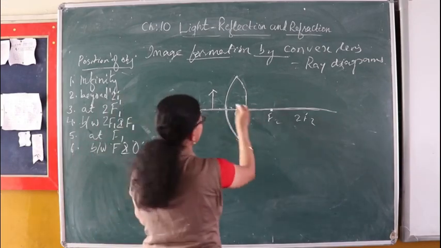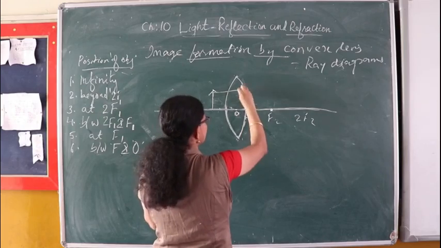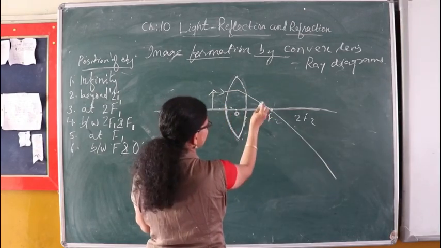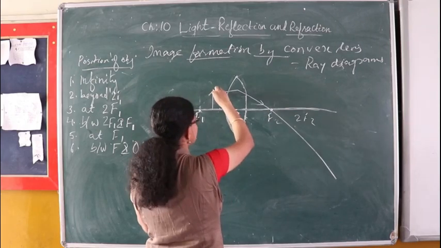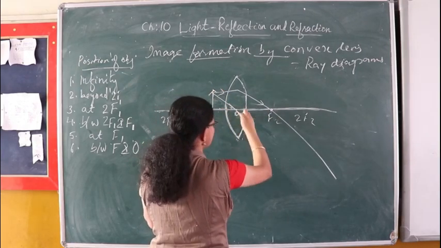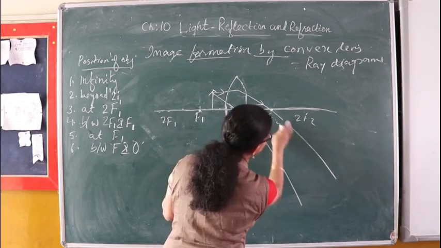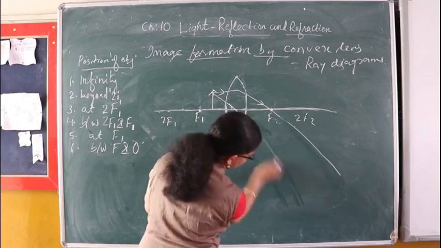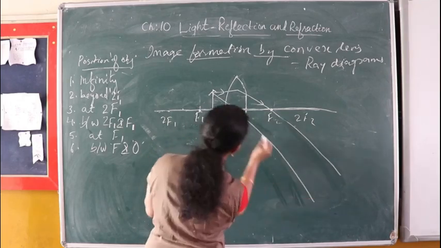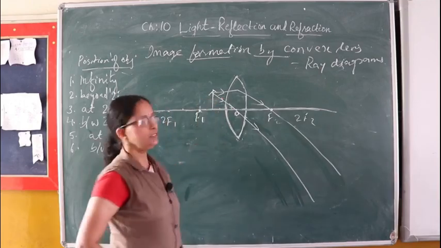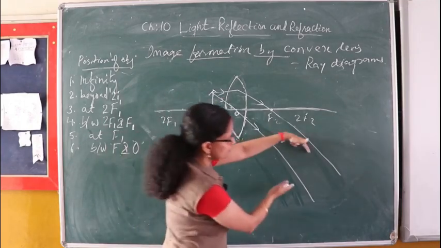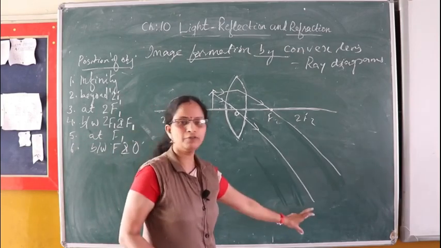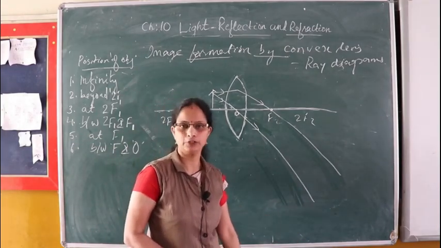Now we can imagine the ray that comes parallel passes through principal focus, and the other ray which we are going to take is the ray that goes through the optical center. From the optical center the ray passes like this without any deviation. These two rays never meet each other since they are diverging. As they propagate forward, they never meet each other.